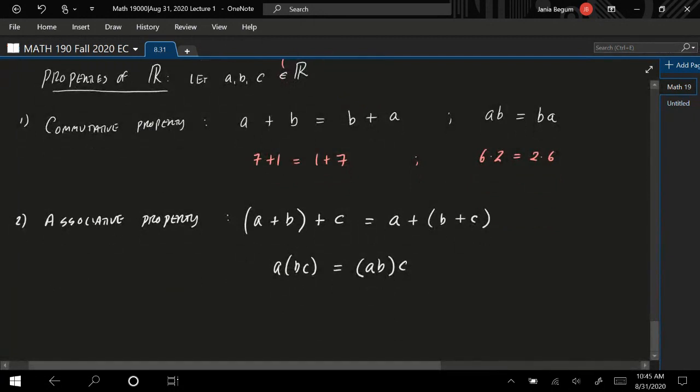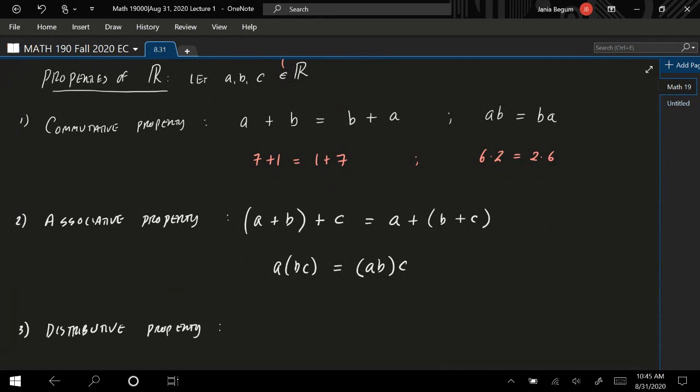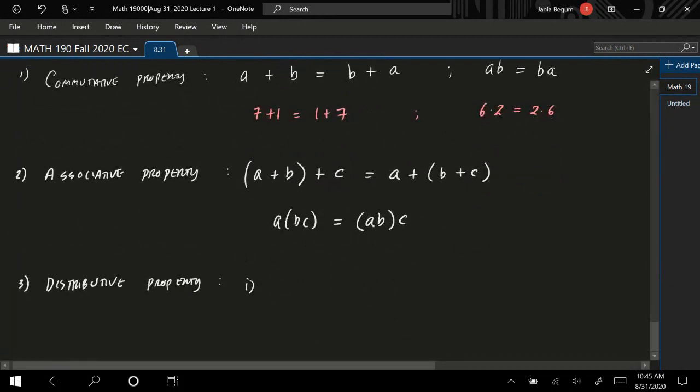The next property we have for real numbers is the distributive property. Now, there are two types of distribution, left distribution and right distribution. So we'll break this down into two cases. If you have A times (B plus C), and here distribution just means multiplication, right? If I distribute A to B and A to C, I have A times B plus A times C. So the value I distributed is on the left side. So we call this the left distribution.